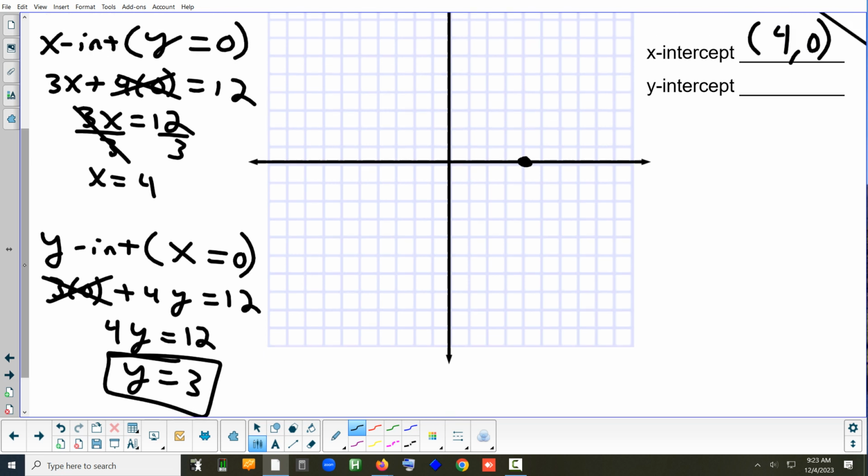How do I graph that on the y-axis? (0, 3). Yeah, 0, 3. 1, 2, 3. So you go up to 3, put down the coordinate, (0, 3). One coordinate should always have a 0 in the first spot, and one should have a 0 in the second spot. That's always how the intercepts work.